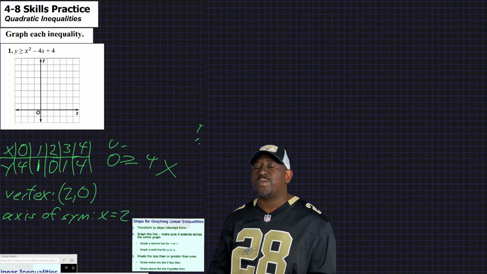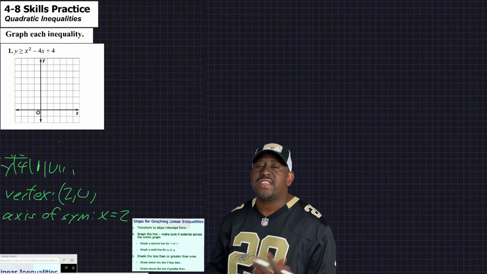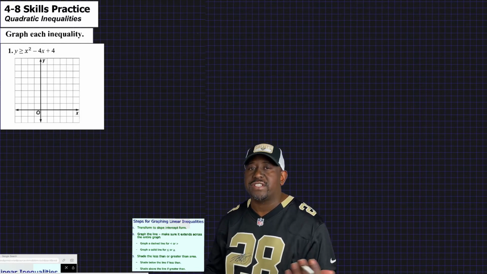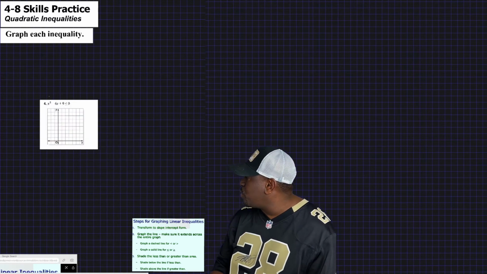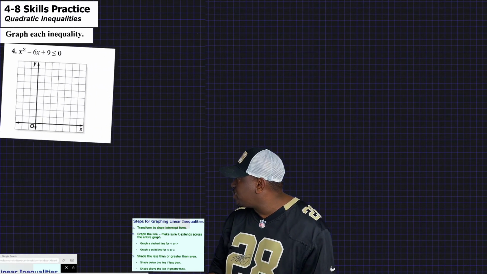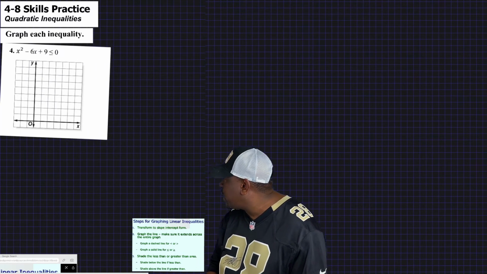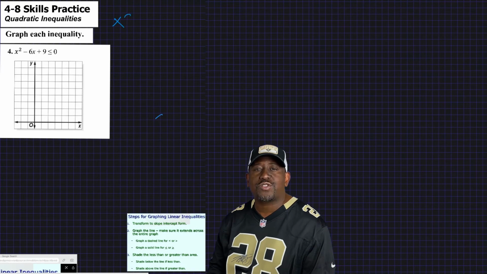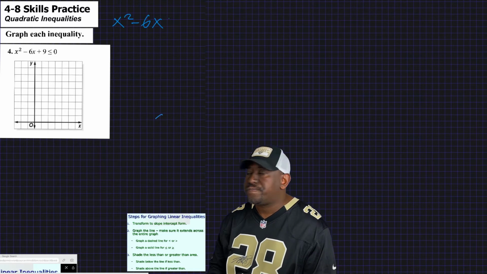So it's pretty simple. Once you pick the point, if the point works, you shade that whole region that contains that point. If the point doesn't work, you shade the other region, and that has to be the solution. And that's what we did here. So again, we want to keep the steps here to the right so we can use them to do more problems. And so now we have another problem here. We want to graph x squared minus 6x plus 9 less than or equal to 0.